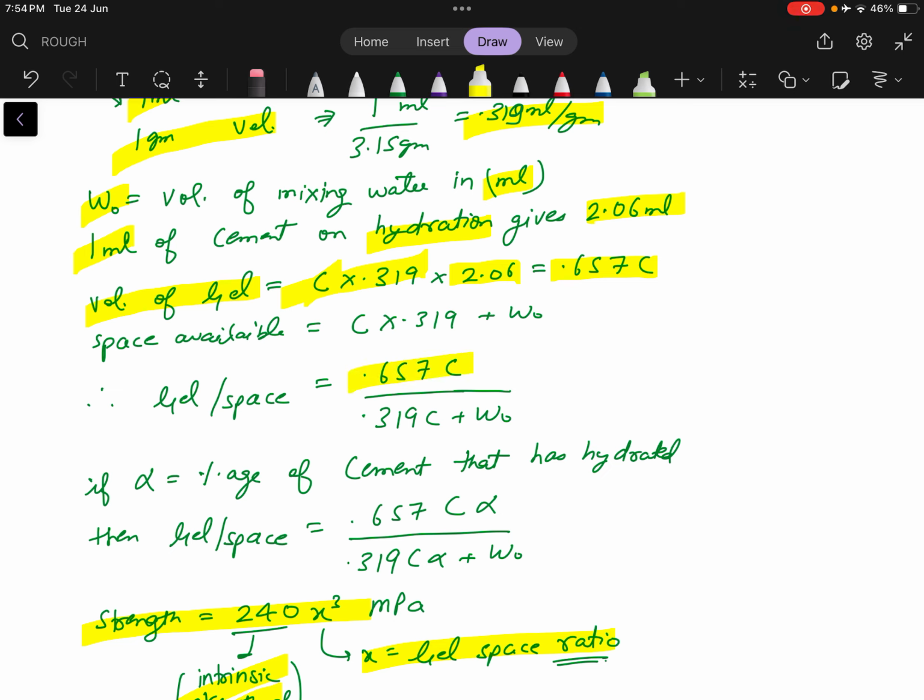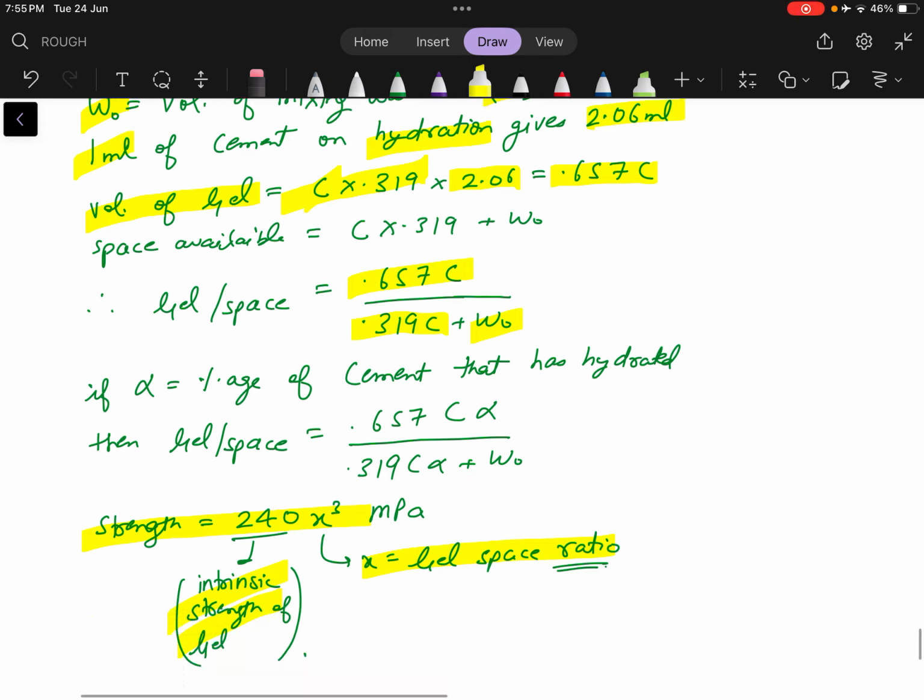Now from how much space is this gel created? It is that W naught ml of water was there and 0.319 C ml of cement. So the gel space ratio is 0.657 C upon 0.319 C plus W naught.